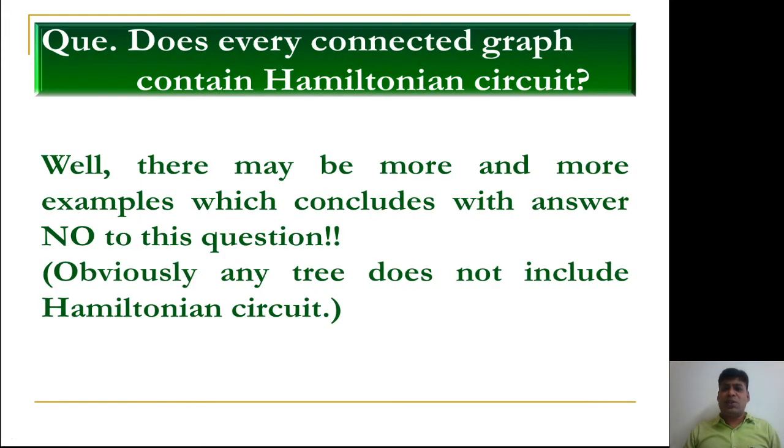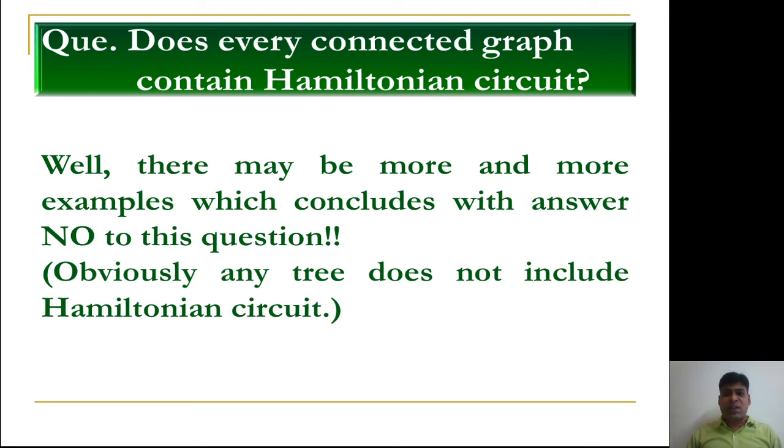Now the question is, is it possible that every graph contains a Hamiltonian circuit? For that, the first requirement is to be a connected graph. Why connected? Because we need a circuit which covers all the vertices exactly once. So a circuit covering all the vertices is always a connected subgraph of a graph. And since it covers all the vertices, that graph has to be connected.